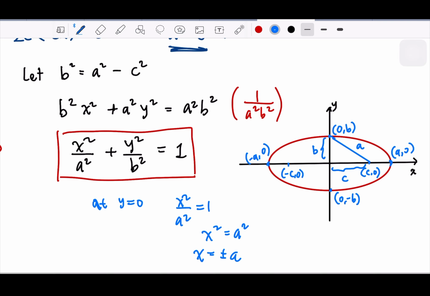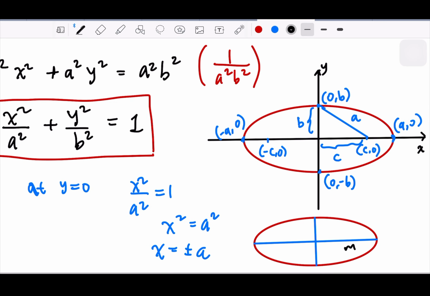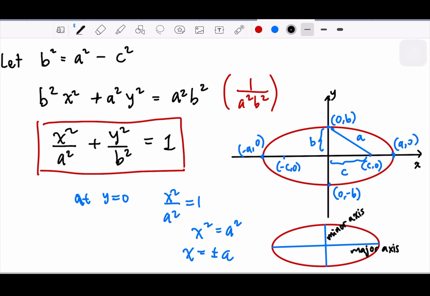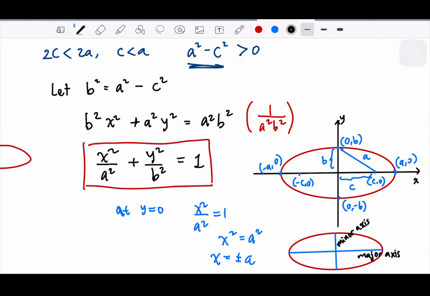And we call the line the horizontal line. So if we have the ellipse like this, okay. The line that is longer we call the major axis, and the smaller one we call the minor axis. Just some names for the terms on the ellipse.